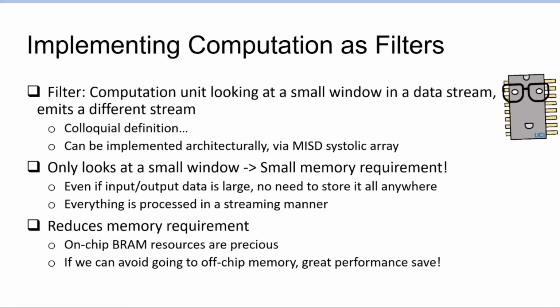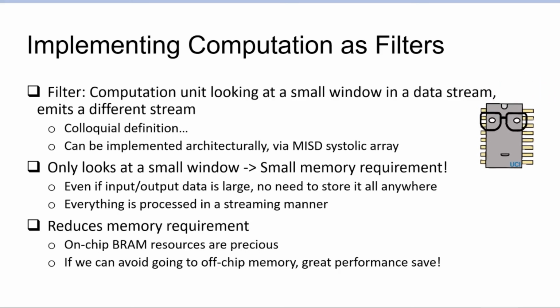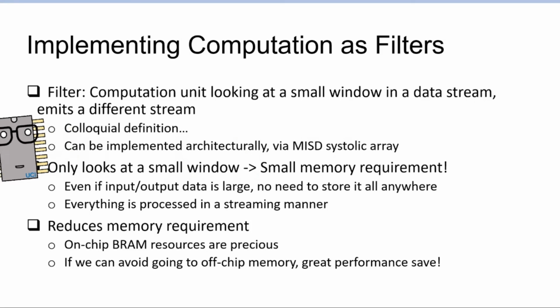So when the input data moves out of the window, it gets thrown away, and it takes a new input instance from the input stream, and so on and so on. And the filter emits a different stream on which the filter has done some form of computation. This is a colloquial definition. A lot of books or different people define it slightly differently, but I think this is a pretty okay way of describing things. And architecturally, a filter can be implemented using a MISD type systolic array.